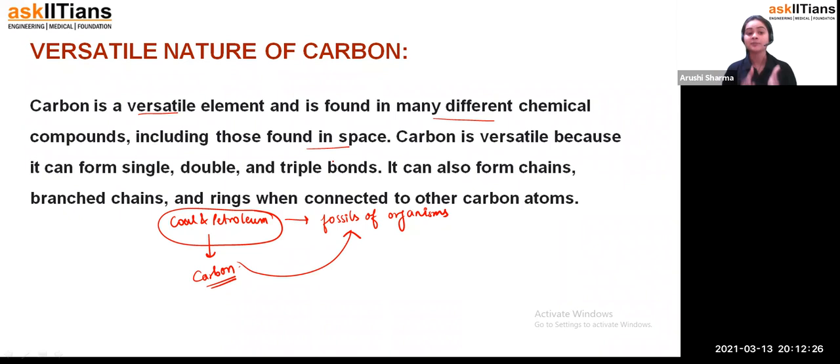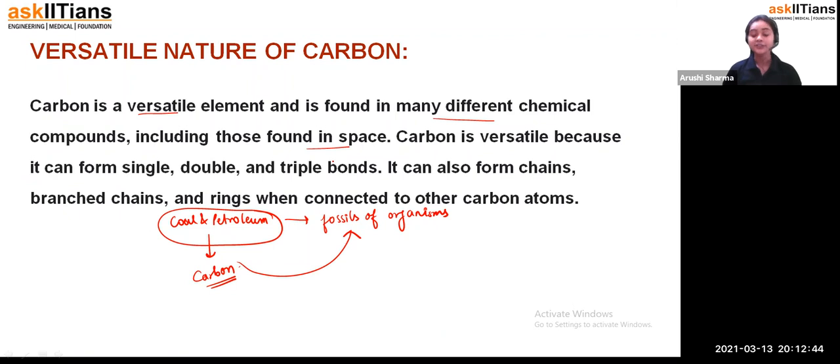That means carbon is one of those versatile atoms, or we can say elements, which can undergo any type of bond formation, single, double, triple, or you can find it in the form of a chain, branching chain, or ring. So that's how, students, carbon is very versatile in nature.